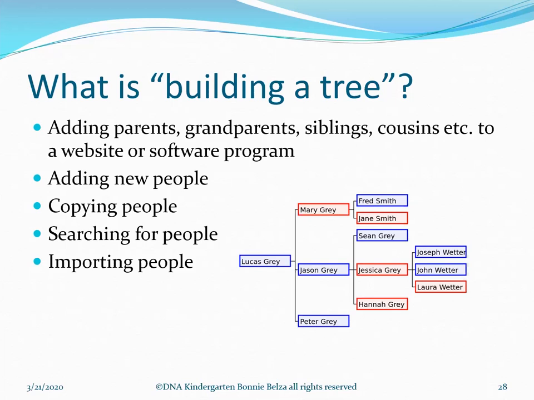Sometimes you may have a tree and you want to be able to add new people. Again, the different testing companies allow you to add people to the trees as you discover new relationships. Ancestry and MyHeritage both have the ability, as well as Family Tree DNA, to copy people from other people's trees and incorporate them into your DNA genealogy working tree. You can search for people and find out their relationships and add that information to your tree.